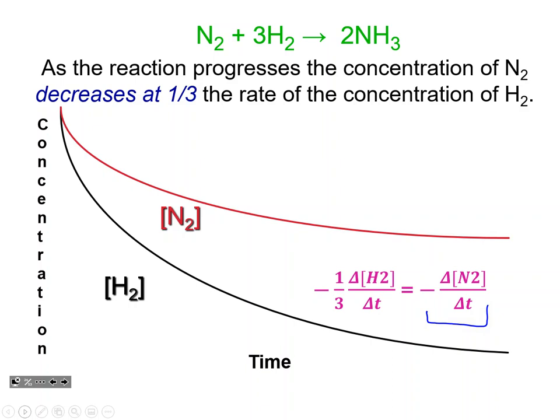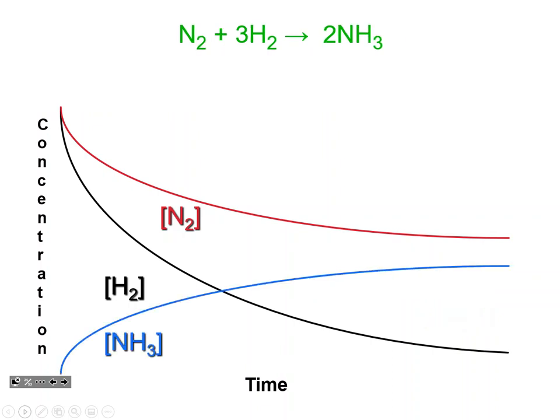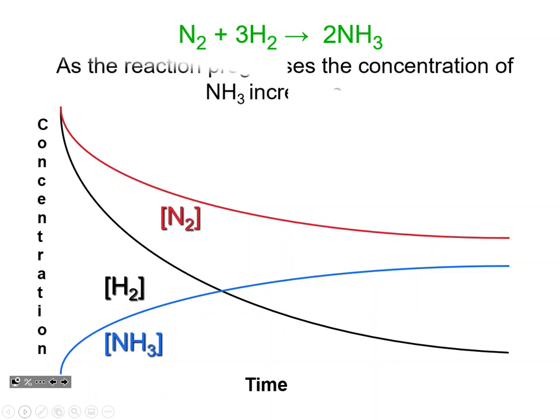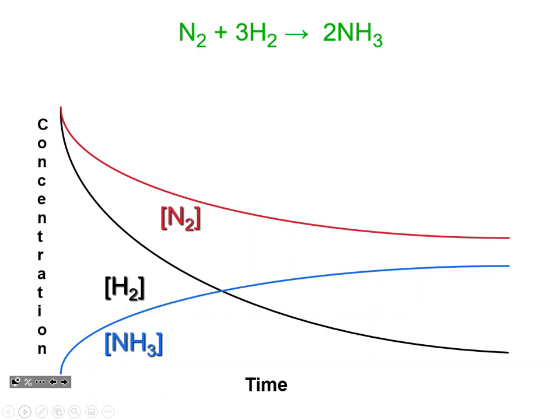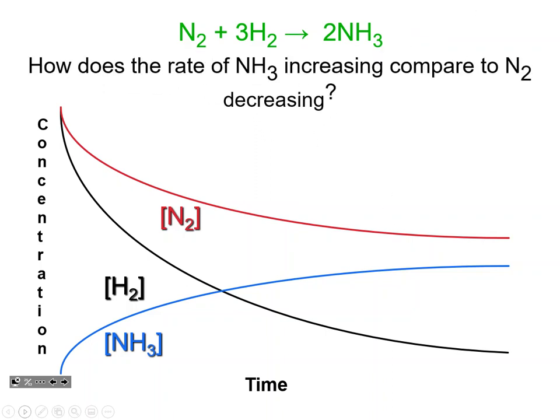Now let's look at the ammonia and compare the ammonia to the nitrogen. Here's our ammonia line, right? It's increasing, it's the product. It's kind of in between the slopes of the other two. So, as the reaction progresses, the concentration of ammonia is increasing. How does it compare to nitrogen? Let's put it in terms of nitrogen.